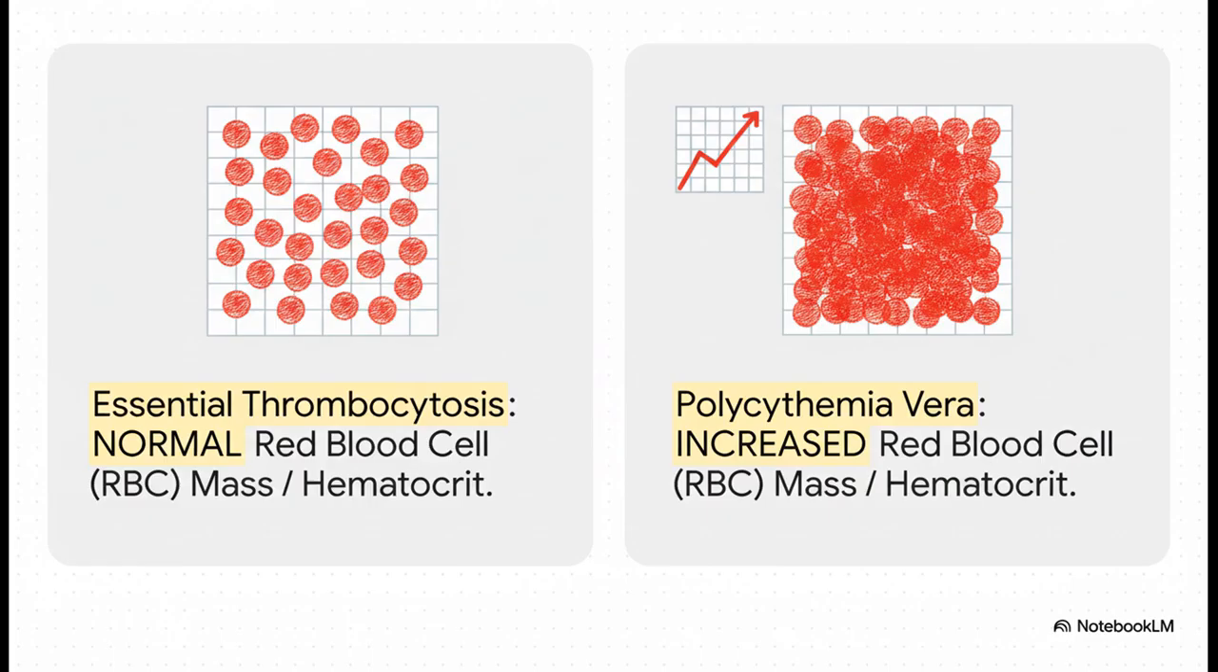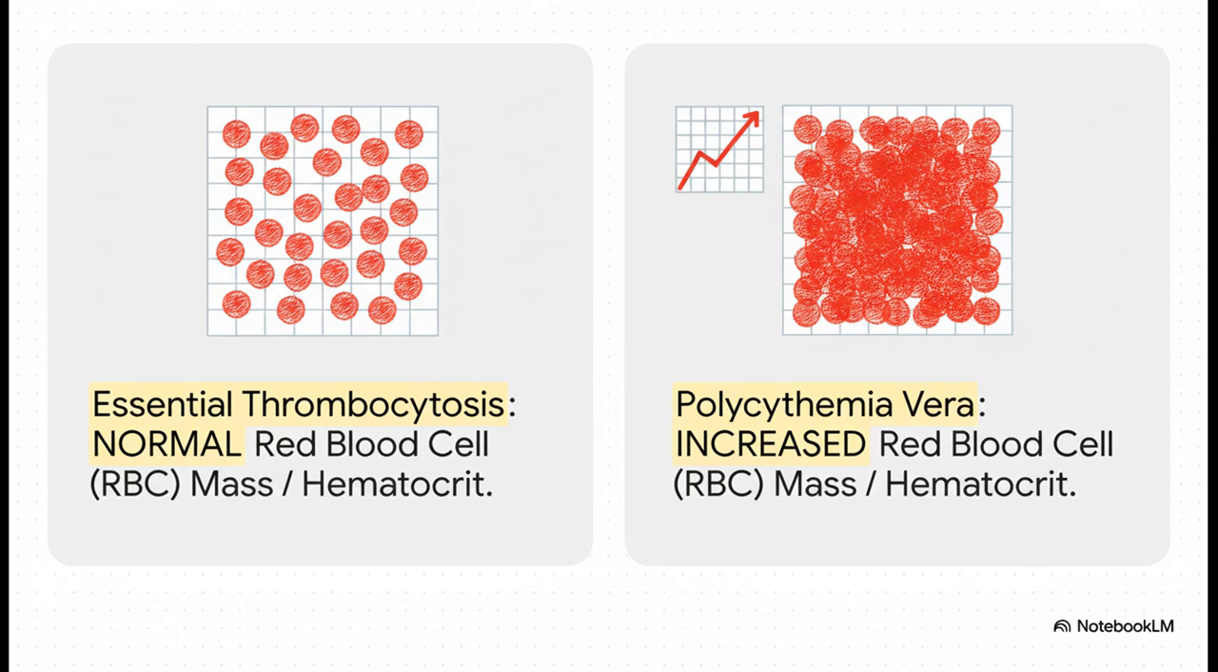Next up, how do we separate ET from polycythemia vera, or PV? The biggest clue is right there in the name. Polycythemia literally means too many red blood cells. So in ET, your red blood cell count and hematocrit are normal. In PV, they are elevated. That's the key difference. ET is all about the platelets, PV is about the red cells, even though platelets can be high there too.